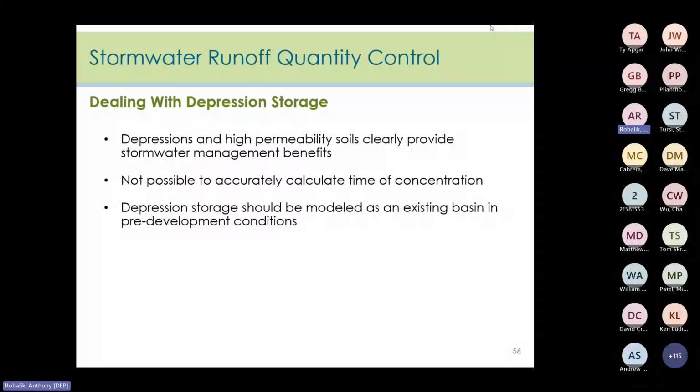Okay, one situation that we often do not see correctly addressed is depression storage. The reviewer should identify if any depression storage areas exist on site and that they are included in the model. Depressions can provide stormwater management benefits and should be protected if possible. One problem that arises from ignoring depression storage in the pre-development condition is that it is not possible to accurately calculate time of concentration. So the reviewer must make sure that the depression storage is being modeled as an existing basin in existing conditions.